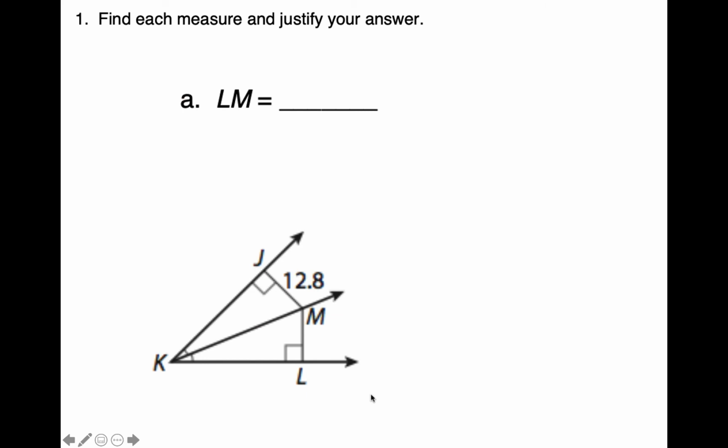So number 1 says to find each measure and justify your answer. So notice these two angles are marked equal. So I know these two segments should be equal. So this is 12.8. This length is also 12.8. So they're looking for the length of LM, which is 12.8.